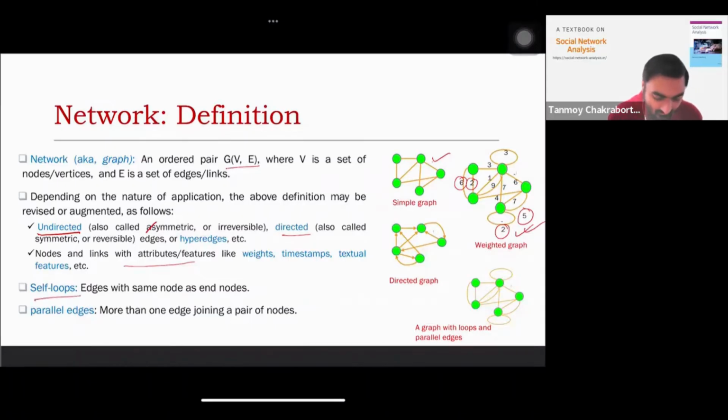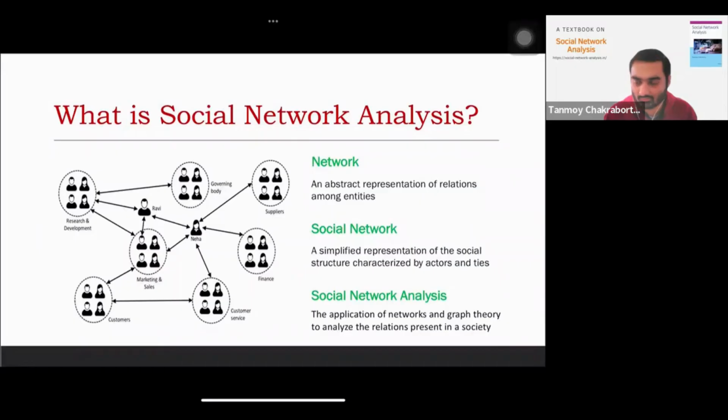Edges can also have self loops, right? For example, if the two endpoints of an edge are the same, you can see a loop-like structure here. So this is basically a self loop or a loop. Okay. Similarly, parallel edges: if there are multiple edges between a pair of nodes, these edges are basically parallel edges. Okay. So these are some of the basic definitions that we will use throughout this course.